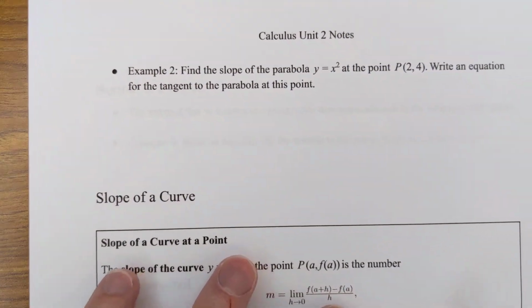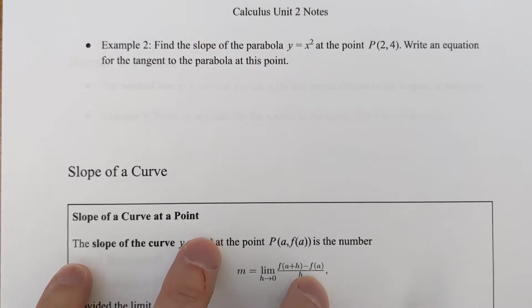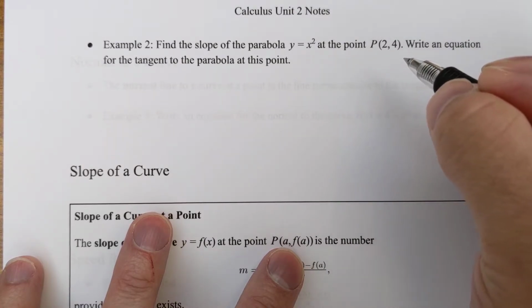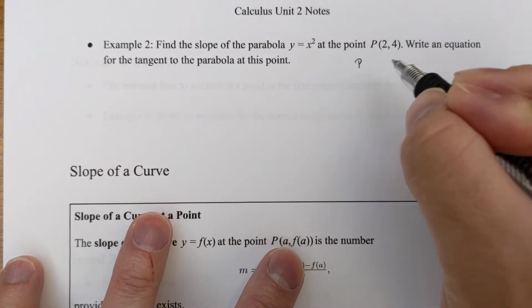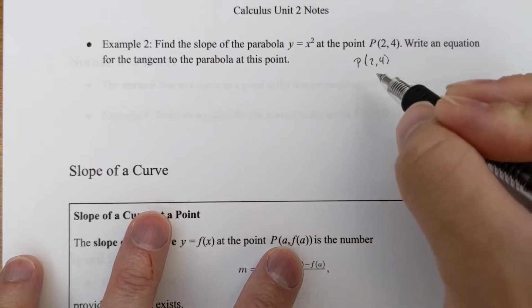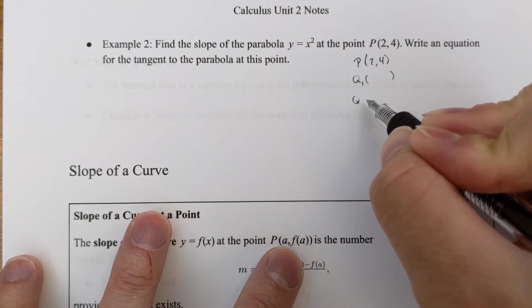So example 2 says find the slope of the parabola y equals x squared at the point 2, 4. Write an equation for the tangent to the parabola at this point. So here's p. It's at 2, 4. So I need some q's, and they're going to move closer and closer to that point.